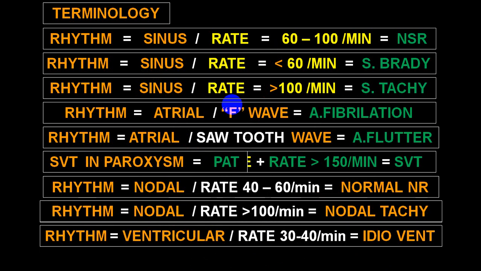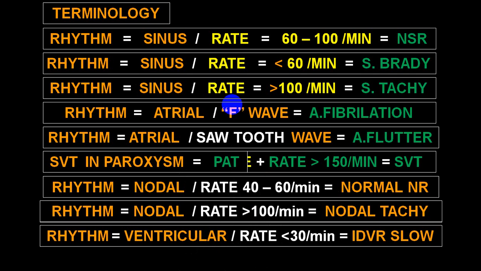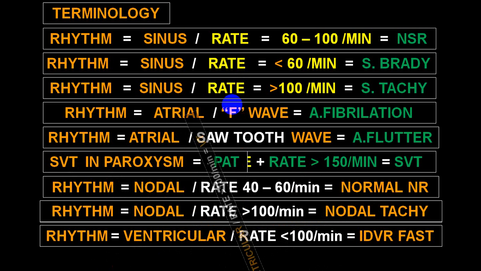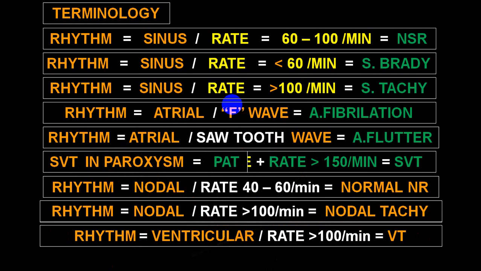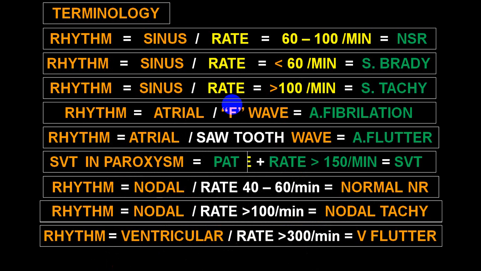And if there is a ventricular rhythm, meaning there is a broad QRS complex, T wave in the opposite direction, not preceded by a P wave, and the rate is between 20 to 40, it is idioventricular rhythm. If the rate is less than 30, we usually call it an idioventricular rhythm with a slow ventricular rate. And if the rate is less than 100 but more than 40, we call it accelerated idioventricular rhythm. And if the rate is more than 100, then we call it ventricular tachycardia. These are all the different terminologies which are being utilized.